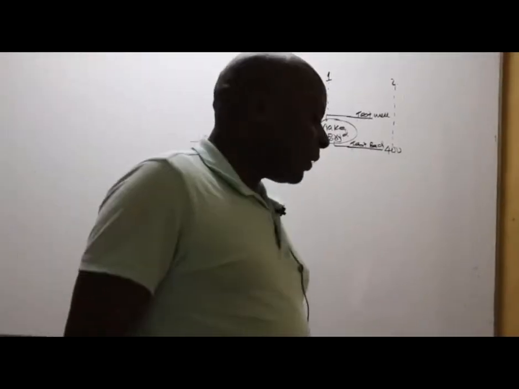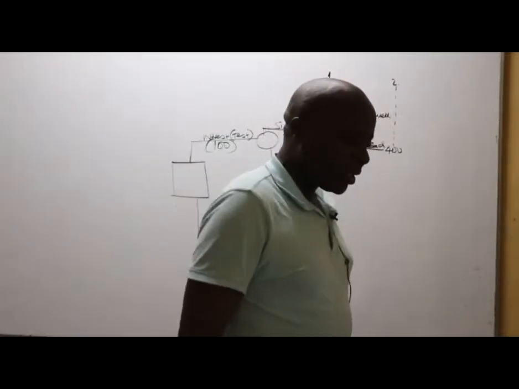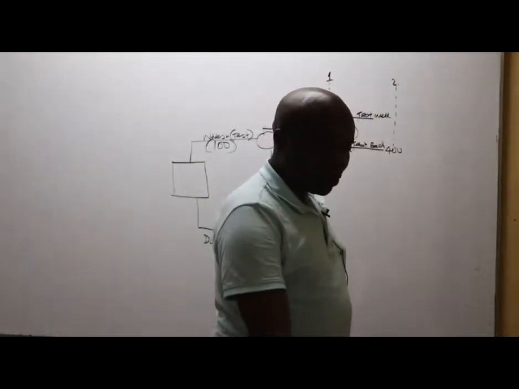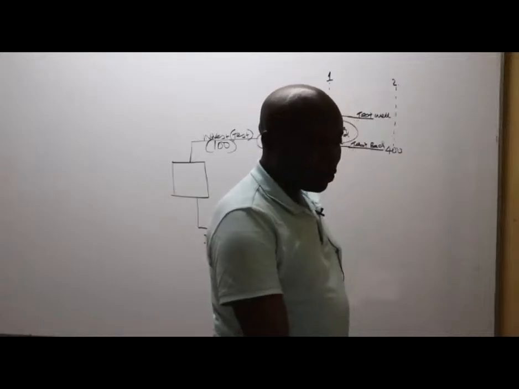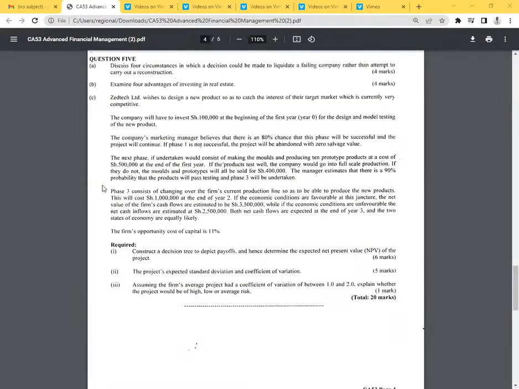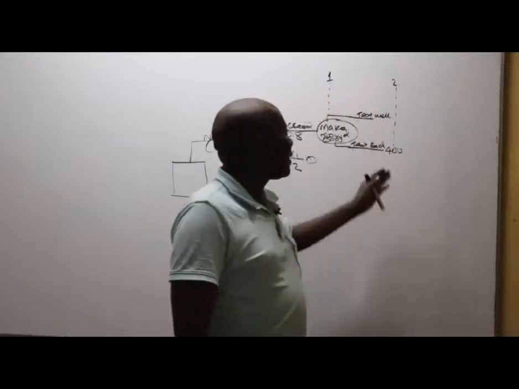Great. Now, ladies and gentlemen, from there, what are they telling us? They're telling us something nice there. If you proceed reading the question, this is what they are telling us. If the products test well, the company would go into full-scale production. If they do not, the molds and prototypes will all be sold at 400. The manager estimates that there is a 90% probability that the products will pass testing and that phase 3 will be undertaken. So there is a 90% probability that these things will test well.